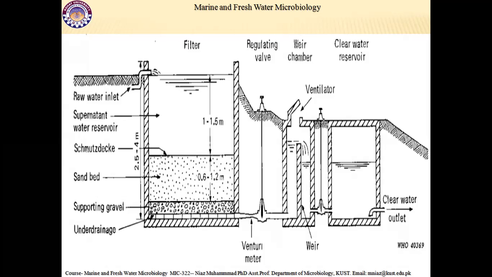It is very important to understand this; if you are not attentive, it can escape your mind. This is the slow sand filter. First we have to see the structure. This is a tank in the ground. At the bottom of the tank, they have kept an underdrainage pipe, a pipe which is perforated.